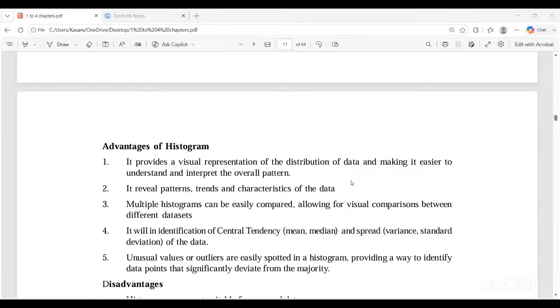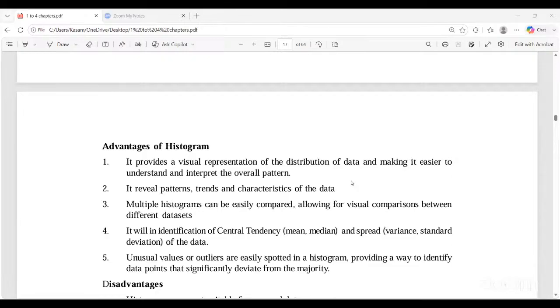Advantages: it provides a visual representation of the distribution of the data, making it easier to understand and interpret the overall pattern. It reveals patterns, trends, and the characteristics of the data. Multiple histograms can be easily compared, allowing visual comparison between the data sets. ఇవన్నీ మనం అంటే ఏం రాస్తాము? అడ్వాంటేజ్ ఏంటి? మనకు ఇచ్చినటువంటి డాటాను కంటిన్యూస్ డాటాలో ఇస్తే మనకు గీయడం అనేది అడ్వాంటేజ్ అవుతుంది. So multiple histograms also compared, allowing visual comparison between data sets.